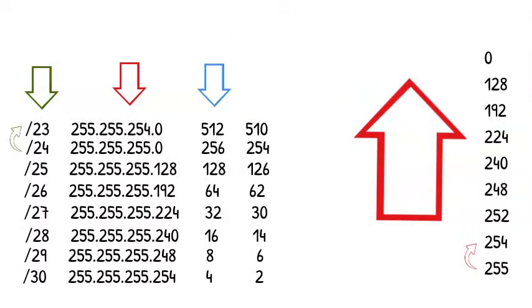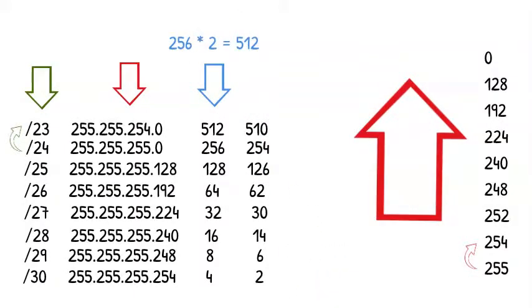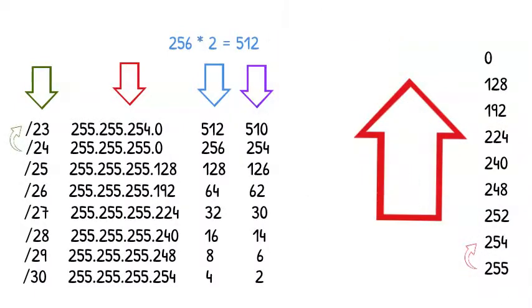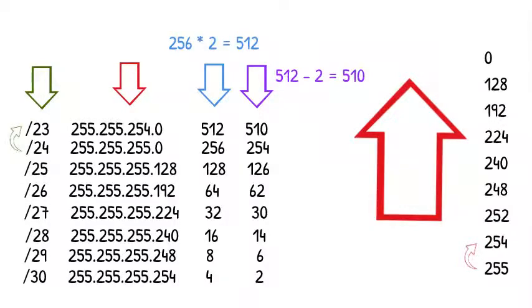In our total host column, every time we move down a row, we divide it by 2. So 256 divided by 2 becomes 128, 128 divided by 2 becomes 64. But when we move up the column, we multiply by 2. So in this case, 256 times 2 equals 512, which gives us 512 total addresses. In our available host column, we are going to do exactly the same thing we did when we moved down, which is take our total host and minus 2. So in this case, 512 minus 2 equals 510.